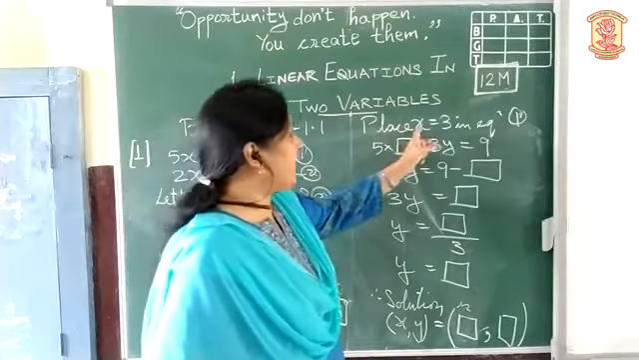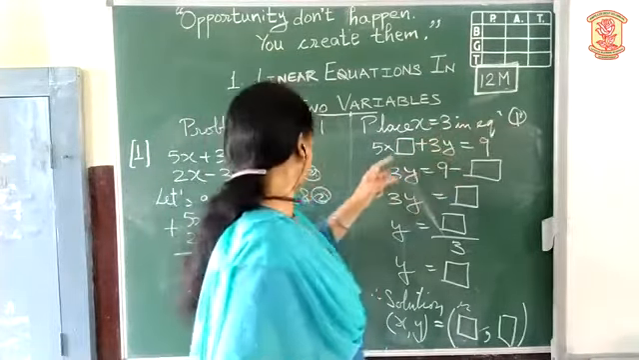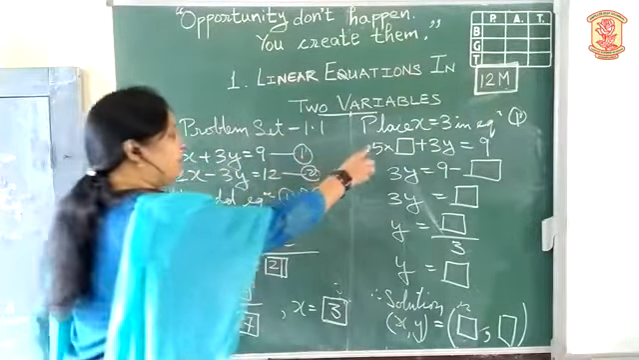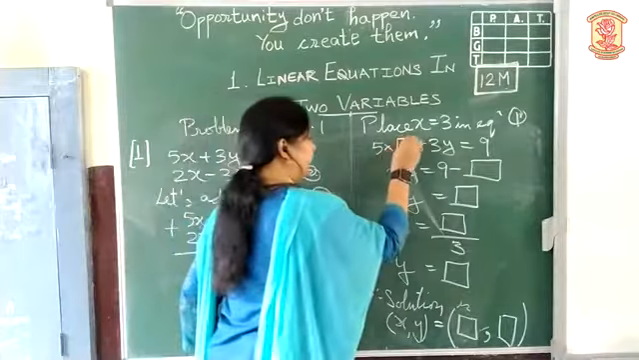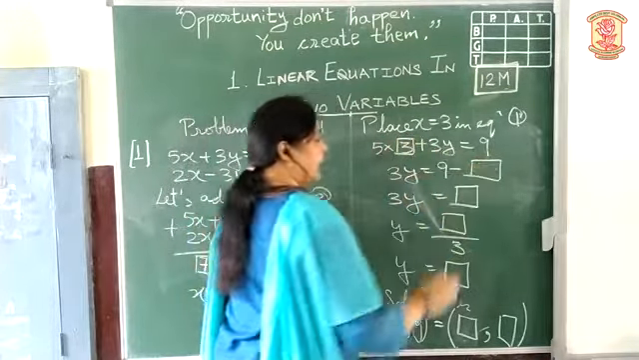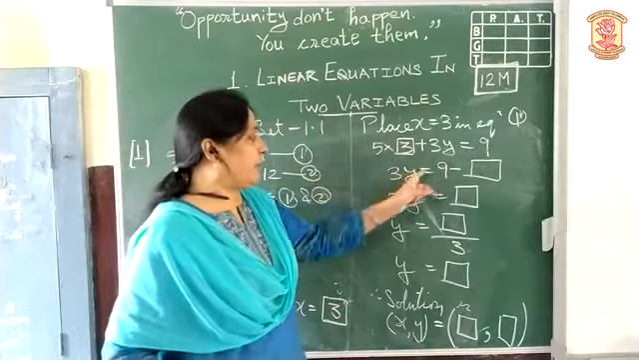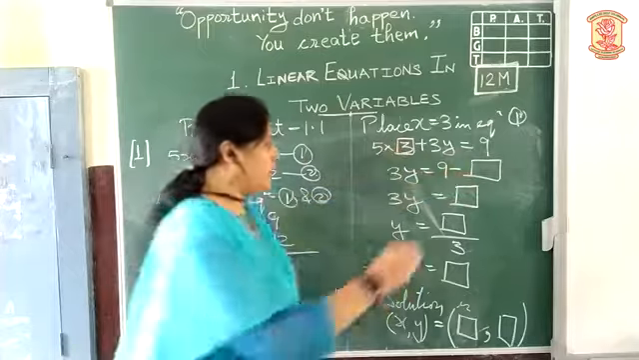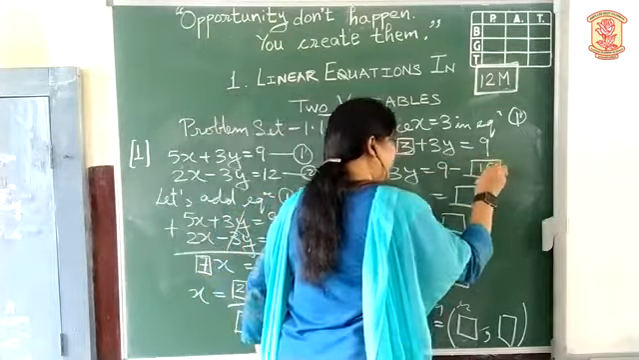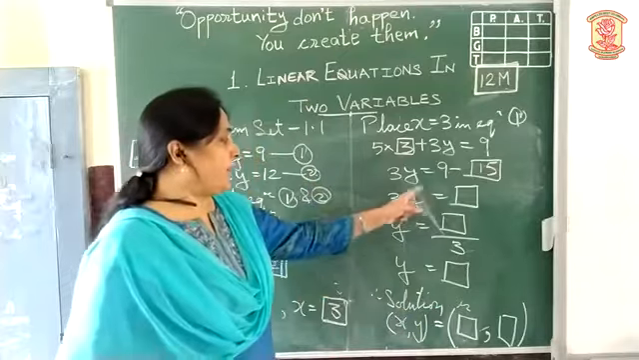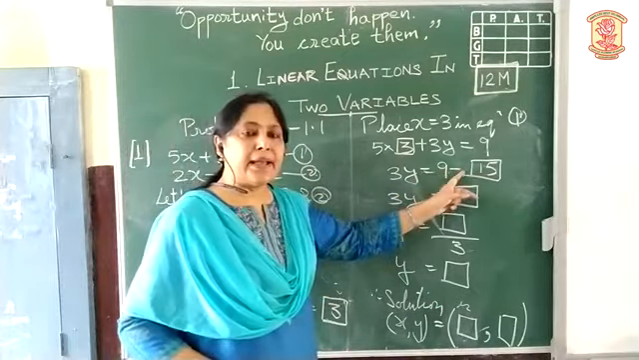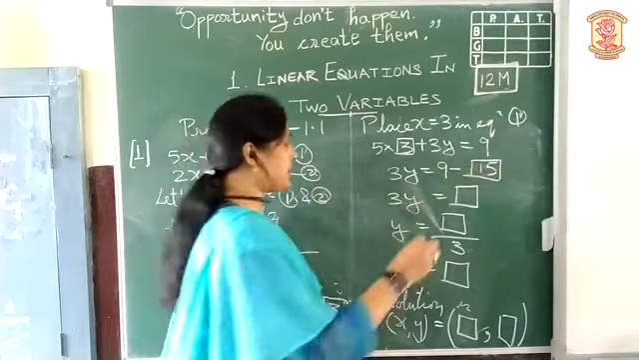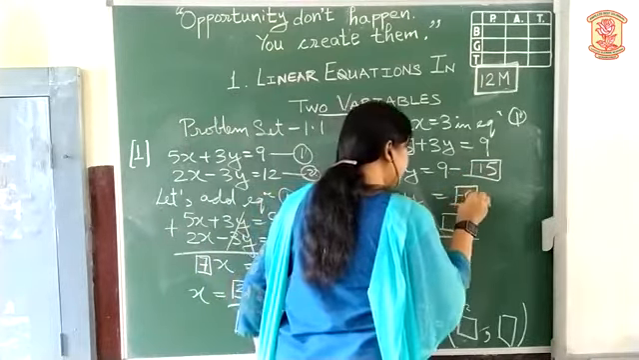Now we place the value of x equals 3 in equation 1. What is the first equation? 5x plus 3y equals 9. So it will be 5 into the value of x, which is 3, plus 3y equals 9. So this comes out to be 3y equals 9 minus 5 3s are 15. So 15 goes to the right side, so it becomes minus 15. So 3y will be 9 minus 15. Plus minus, that is minus. So here 15 minus 9 is 6, and the bigger number's sign is minus, so minus 6.